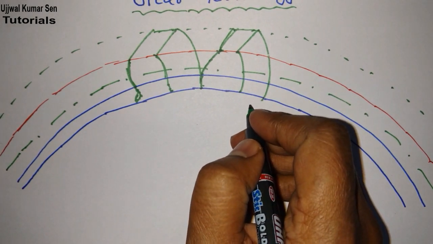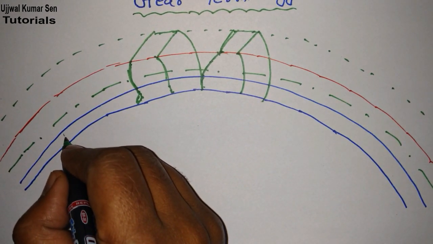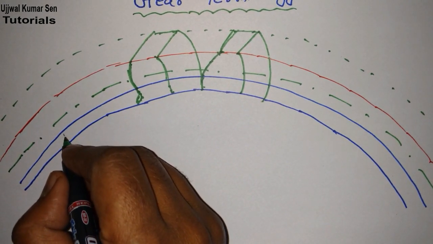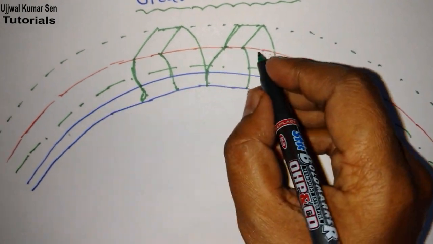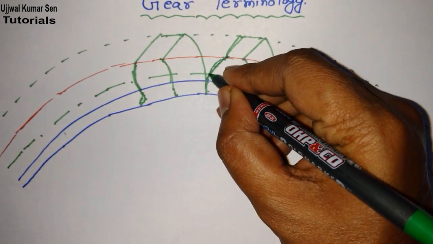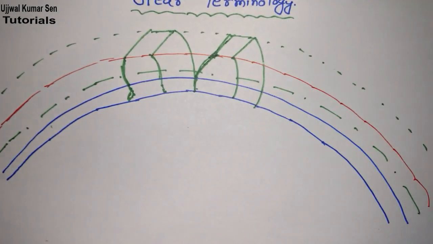Basically in this diagram I have taken a little bit more of this clearance. This is known as clearance. You should not take this much clearance, but even then that's okay. This is looking like a gear. So that's the gear terminology basically we are drawing here. So let's go for it.